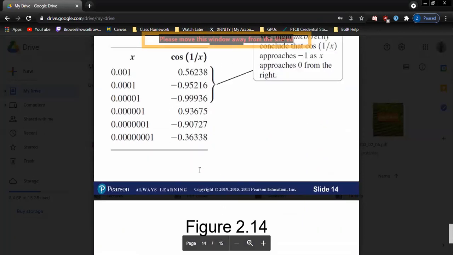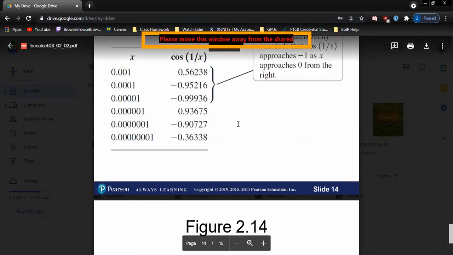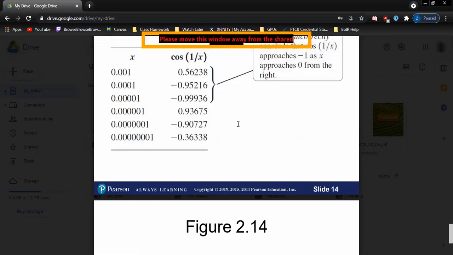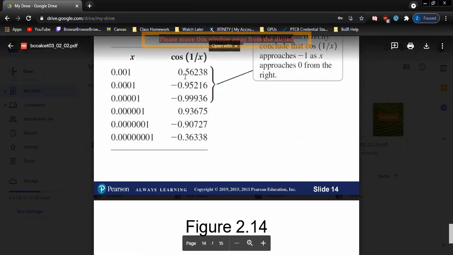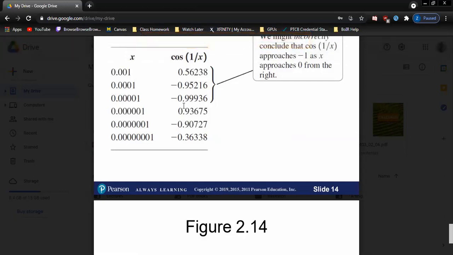So you can start with 0.1, then 0.01, then 0.001. If you start doing that, you will get some different results. It's not really converging. It's not really going towards a particular value. For some values, you are getting something positive. For some values, you are getting negative. Now, what is that? What does it signify?